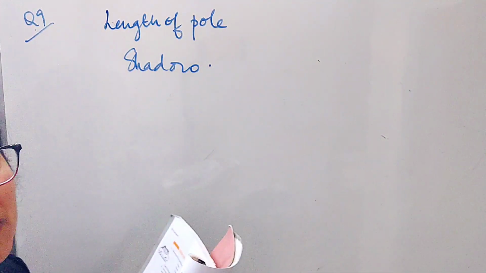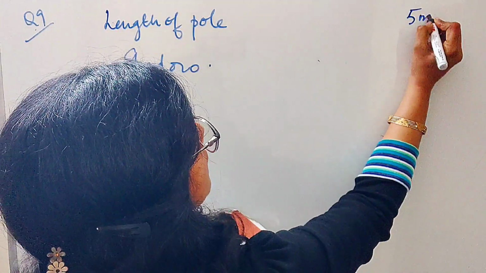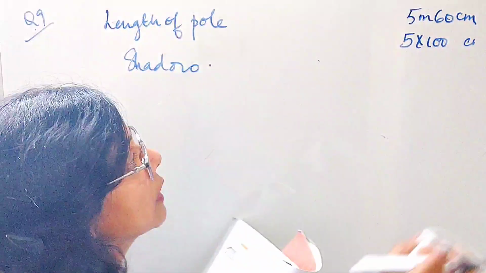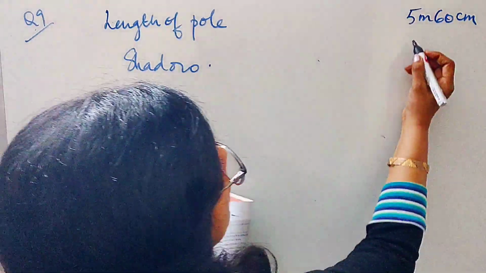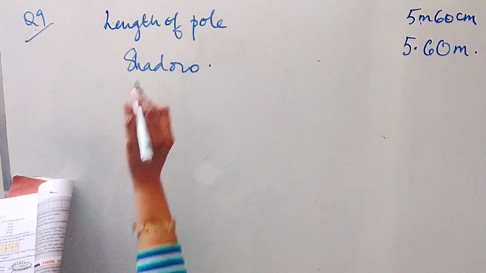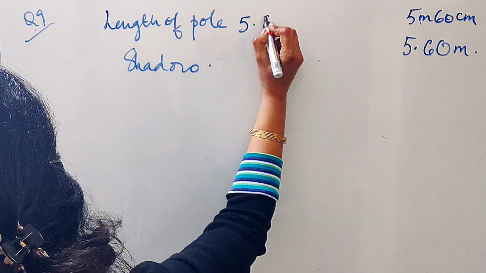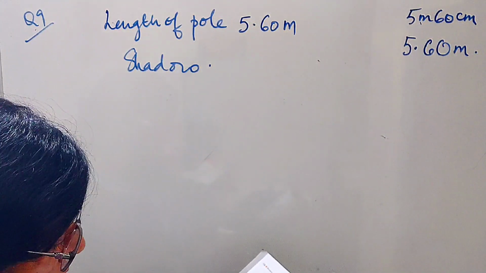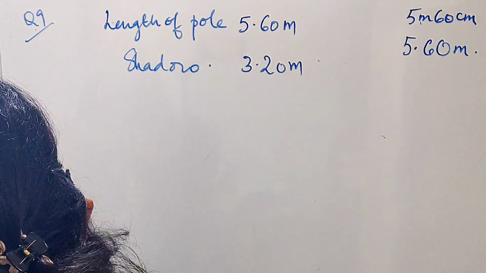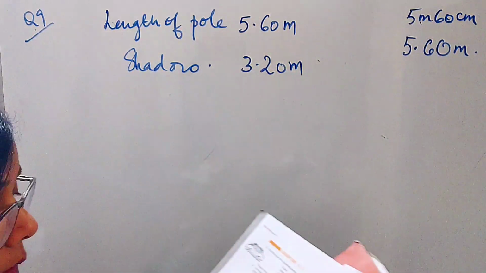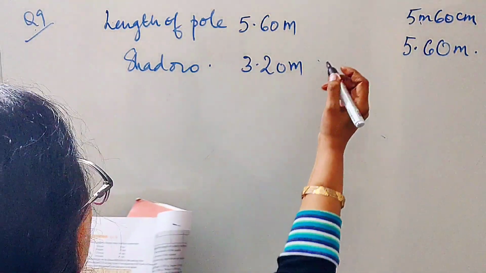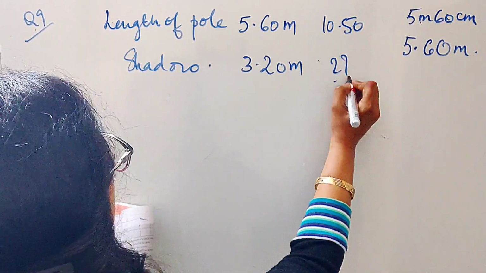So I am converting this into meters. How will we convert 5 meter 60 centimeter? Let's convert it into meters. So this will be 5.60 meters. Okay, so the length of the pole is 5.60 meters, and the shadow is 3.20. I have converted this also into meters. Now they are saying find, at the same time, the length of the shadow cast by another pole of 10 meter 50 centimeter. So that will be 10.50. So write down the length of the pole is 10.50. Now they are asking what will be the length of the shadow.